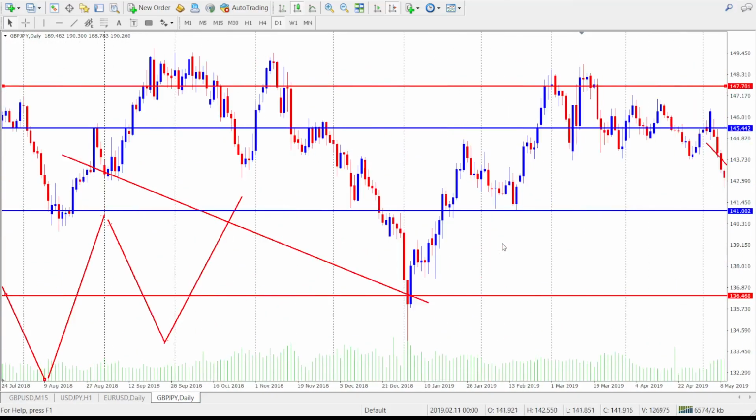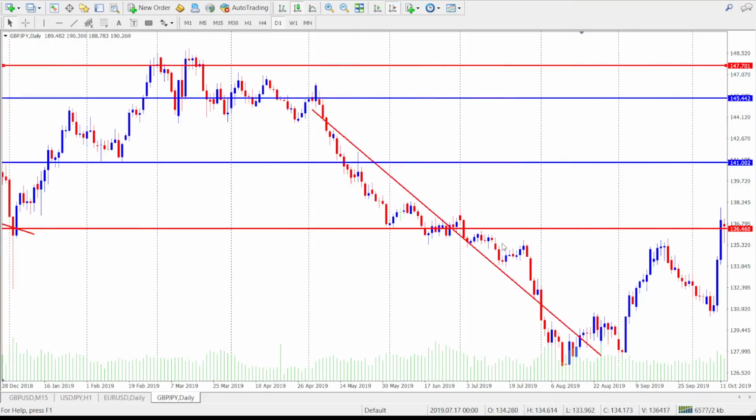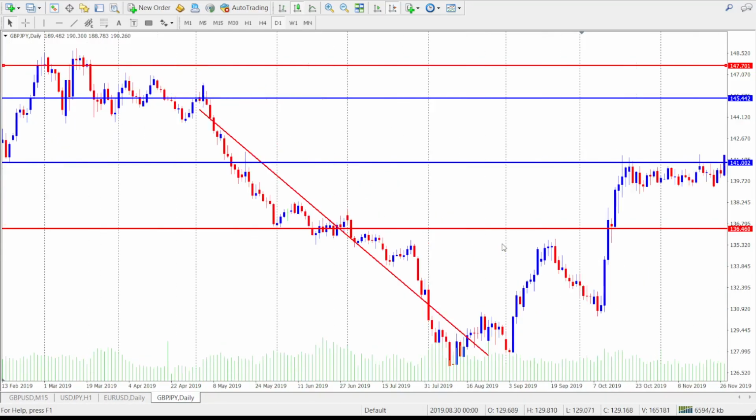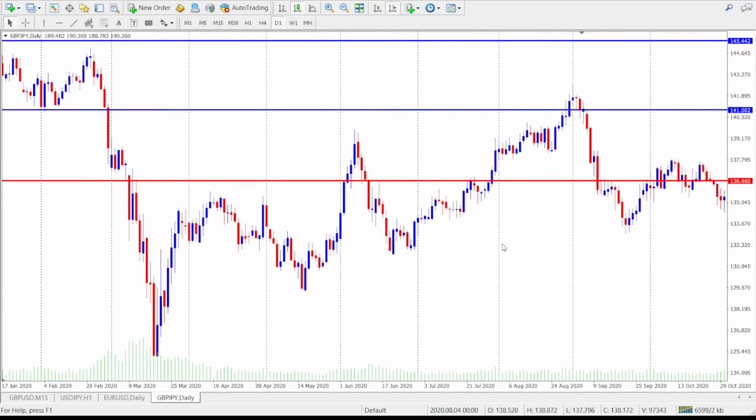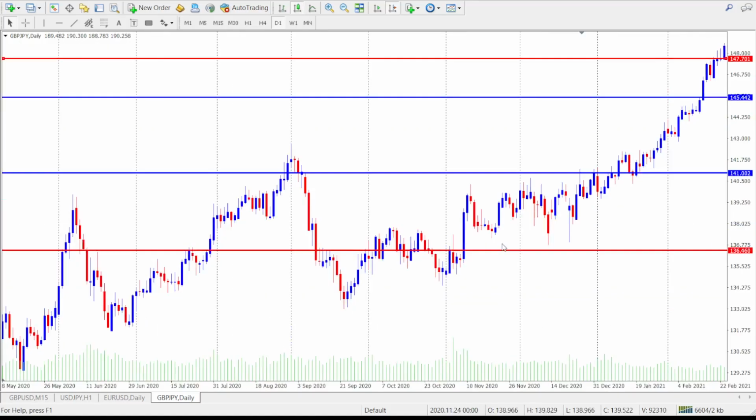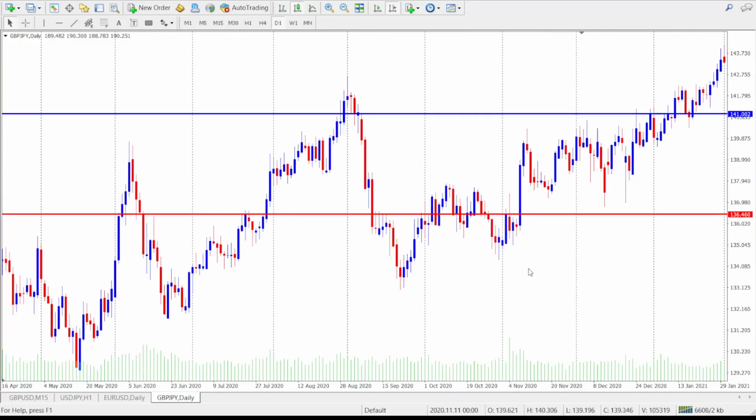All right, symmetrical triangle. Remember, ascending triangle is bullish, descending triangle is bearish. Then we have symmetrical triangle, which means that price is coiling. Okay, let's see if we can find such an example. It means that price is coiling. Okay, let's use this, right?